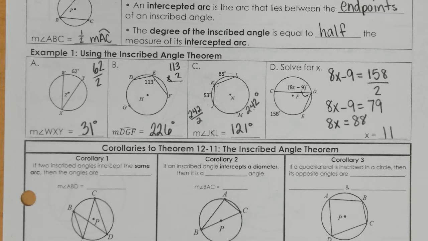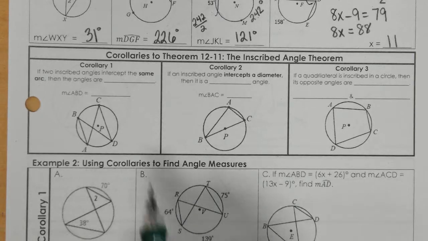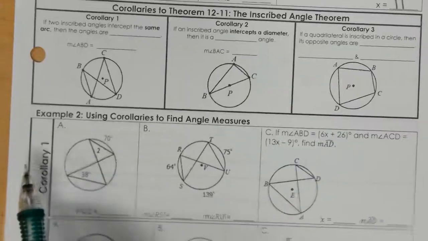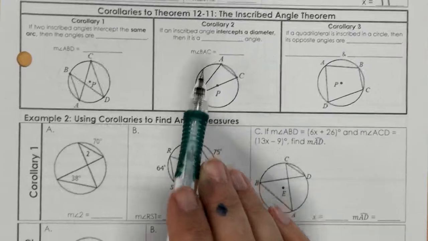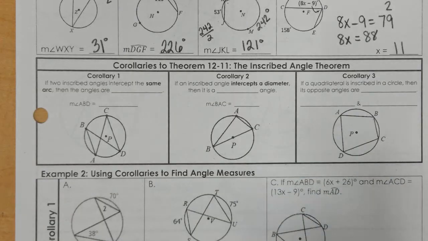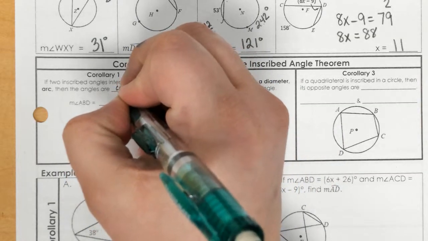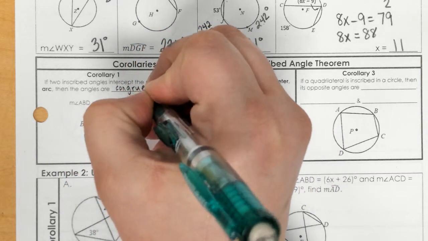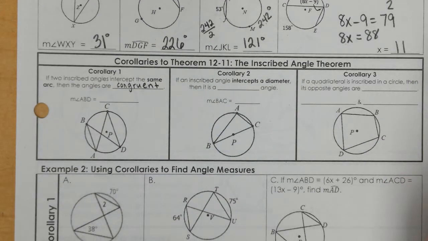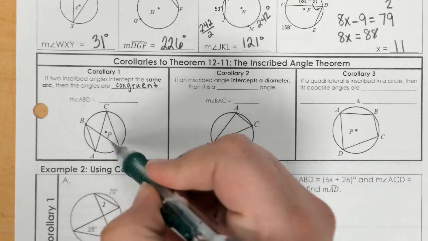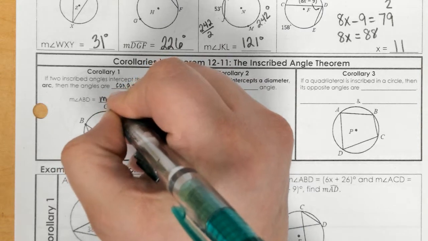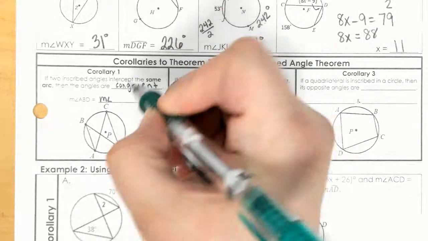Now down here at this section, it has different corollaries, and how it's worked out is like this: corollary 1 will go with these 3 examples, and then corollary 2 will go with the bottom 3 examples, and so forth. So the first corollary says, if 2 inscribed angles intercept the same arc, then the angles are congruent. And that the measure of angle ABD is the same as the measure of angle ACD.